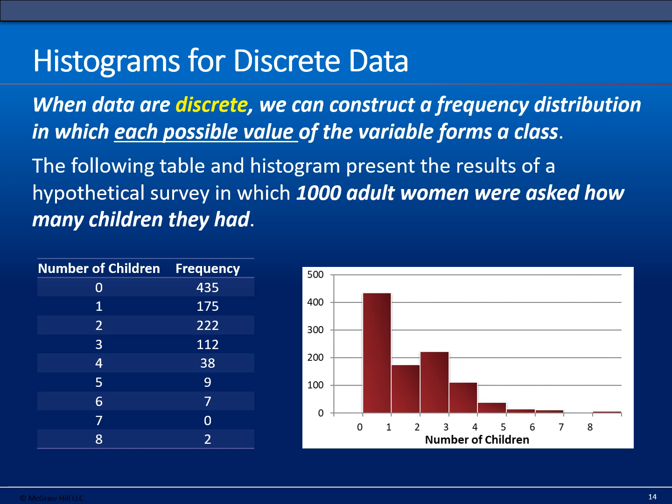When data is discrete, we can construct a frequency distribution in which each possible value of the variable forms a class. And remember, discrete is finite. So here, the question was how many children they have. Each response gets its own class, or own frequency, or own bar, if you will.